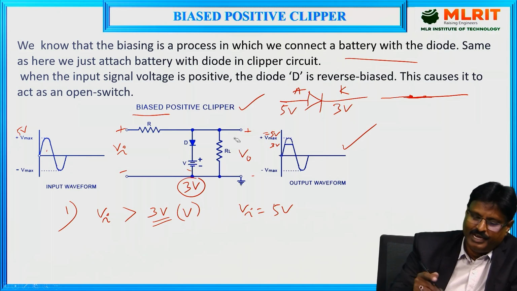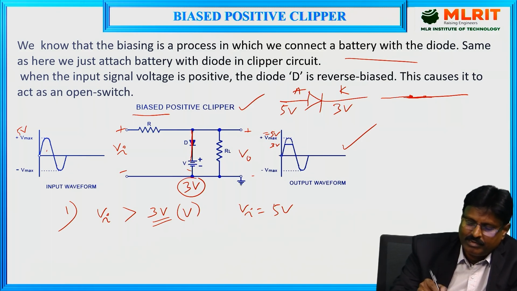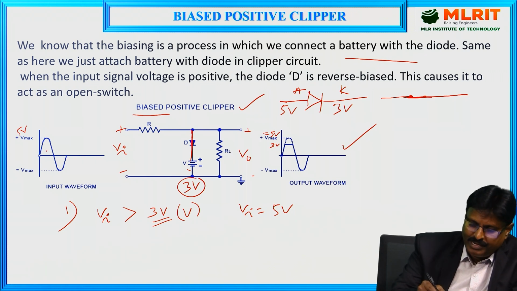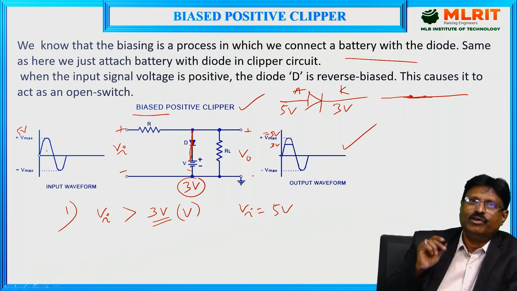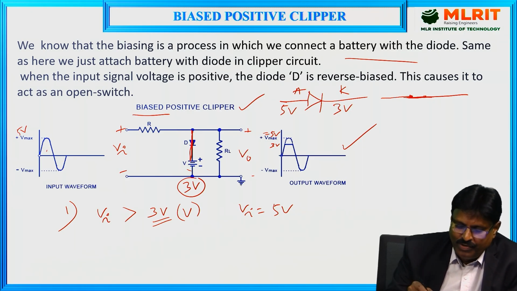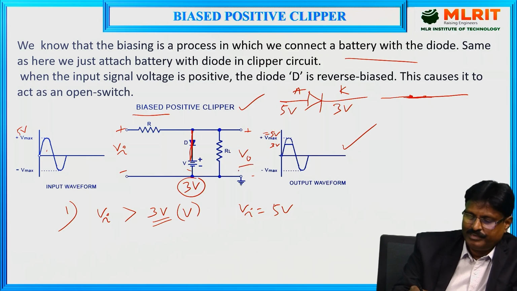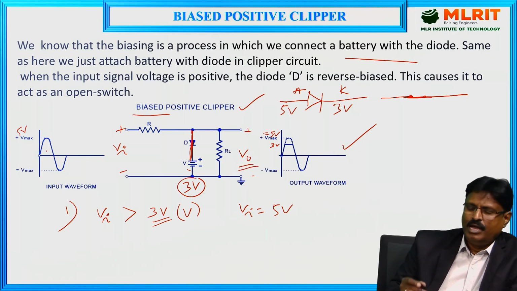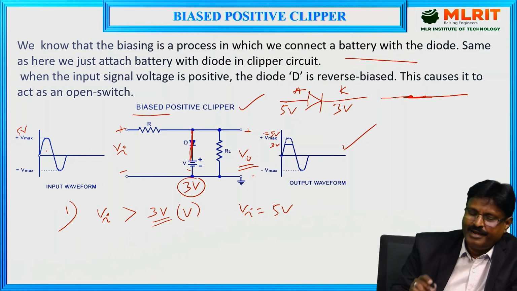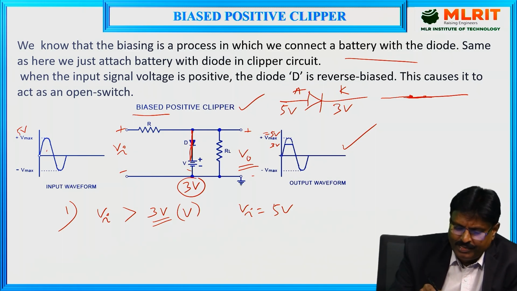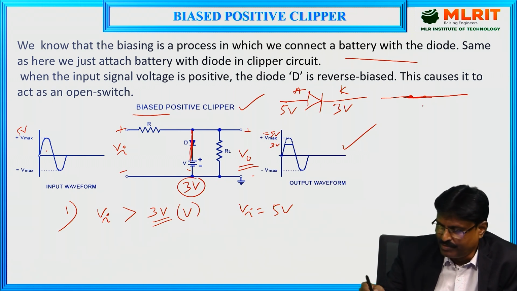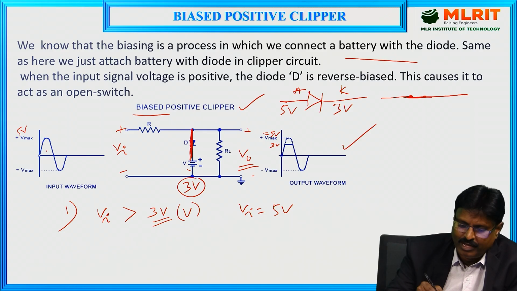Whenever it is acting like a short circuit, it can be represented like this. I'm explaining under ideal conditions, which means I am considering this diode as an ideal diode. So whenever Vi is greater than 3 volts, anode is at 5 volts, cathode is at 3 volts, the diode will be forward biased. It acts like a short circuit, and the arm will look like this.